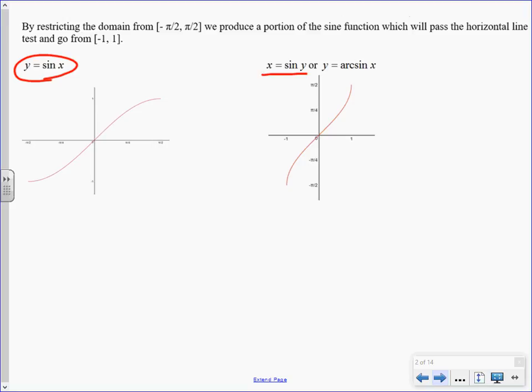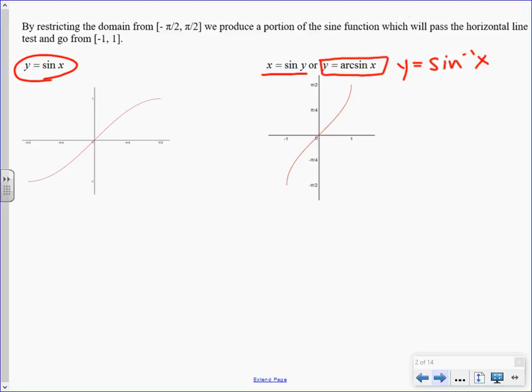There are 2 different ways to write inverse sine. We either write it as this, or we write it as y equals sine inverse of x. You are going to see more of the arc sine of x in your calculus problems than you will sine inverse, but you need to be able to recognize both of them.